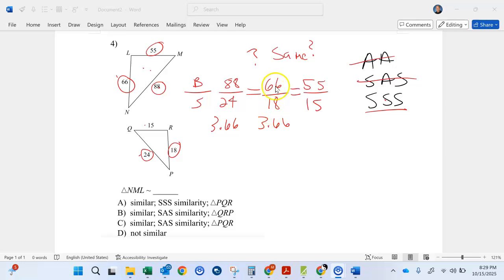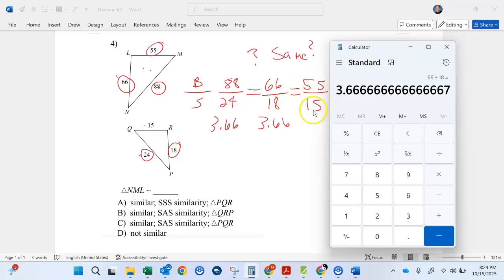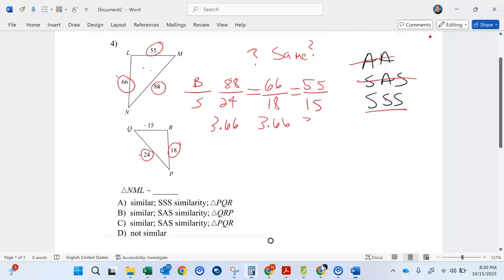So, okay, I got the same thing when I did 66 divided by 18. Let's try the last one and see if we get it. So we're going to do 55 divided by 15, and let's see what we get. Oh, it's the same. Wow. Okay, so they're all the same, guys. So that means they're all similar, and that's the reason. So let's go down here, and there's only one of them, okay? But let's make sure we have the right order.